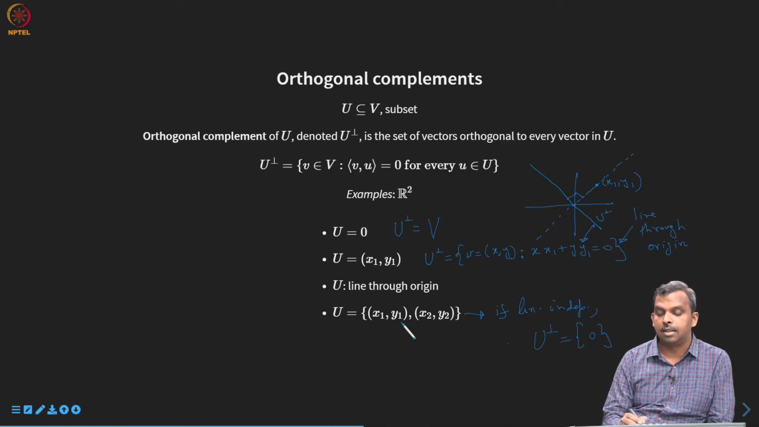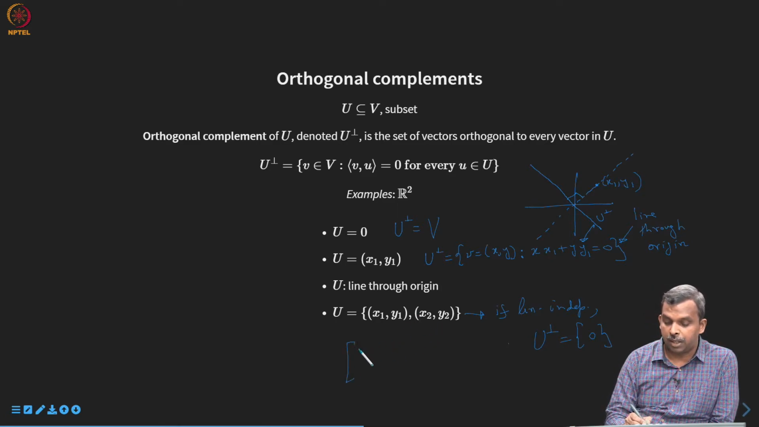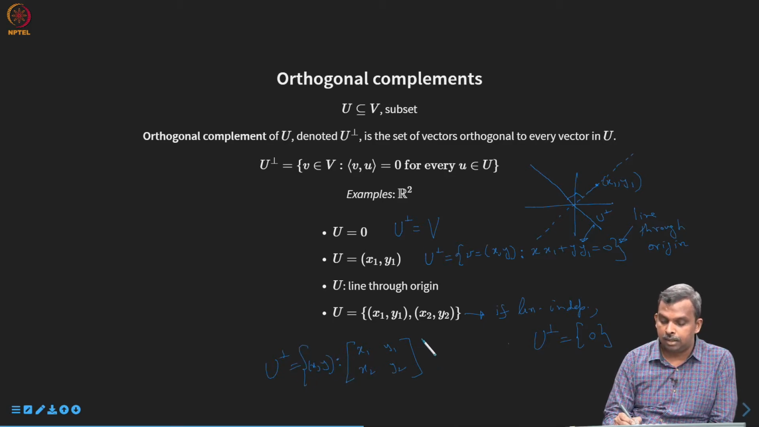So, there is nothing else that will be orthogonal to both this and this, right. So, think about why that is true. There cannot be one vector which is orthogonal to both of these. You can write it down. Supposing you say x1, y1, x2, y2, U perp is the set of all xy such that this is 0, isn't it. So, you can write like this.